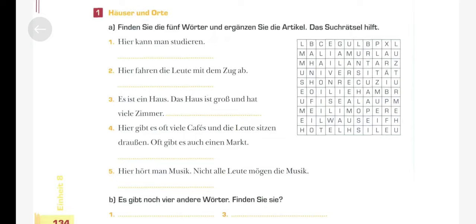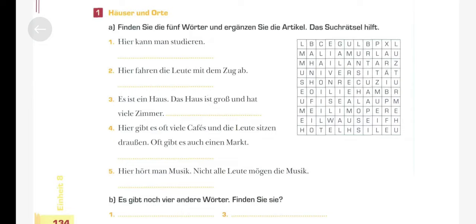Here gibt es oft viele Cafés und die Leute sitzen draußen. Oft gibt es auch einen Markt. So here are a lot of cafes and people sit outside, and often there is a marketplace also. So that may be the Platz, or maybe the shopping complex. But what has cafes? There is nothing written about shopping. So the Platz is right, I guess.